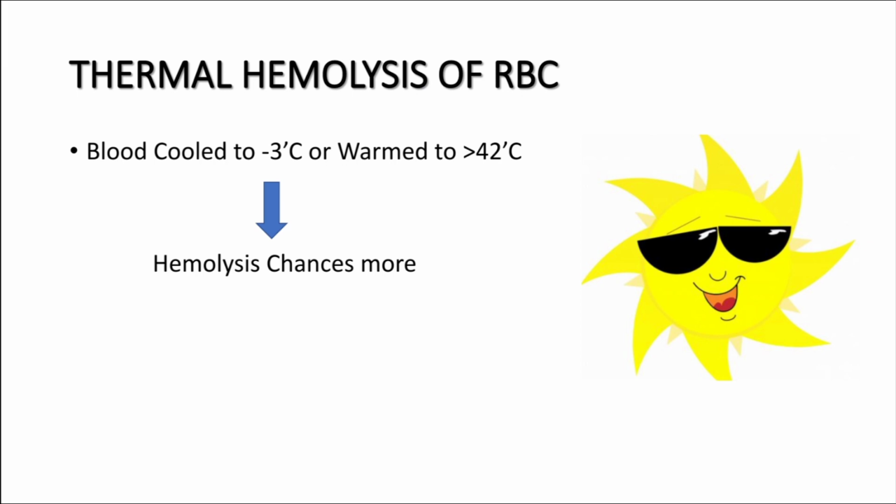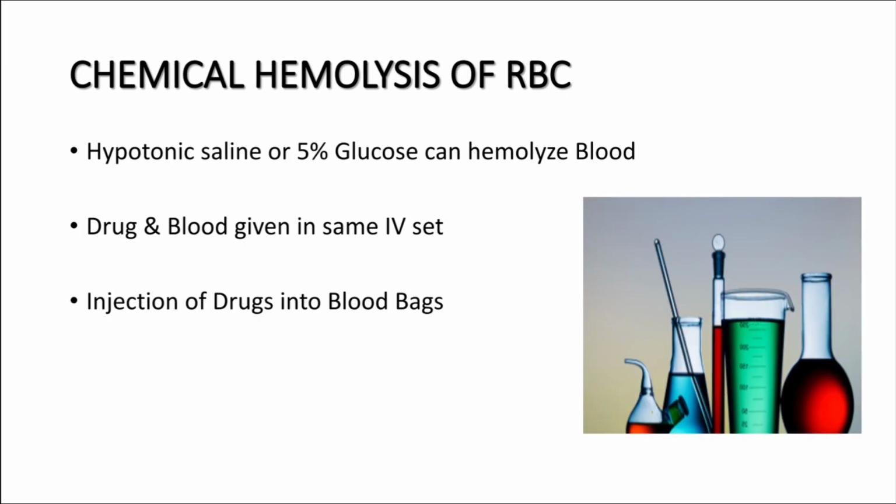The third cause for such non-immune IHDR is thermal hemolysis. Suppose the blood is stored at below -3 degrees, or it is warmed at more than 42 degrees centigrade, then chances of hemolysis are more. So be sure that your blood is stored at 2 to 8 degrees, not more than 42, or not less than -3 degrees centigrade. All right.